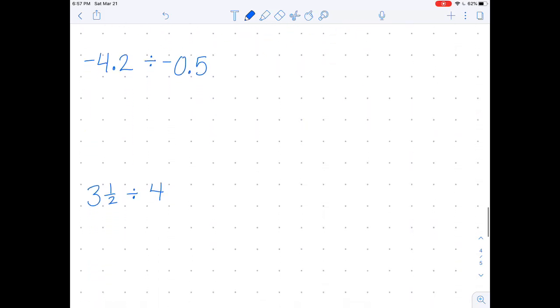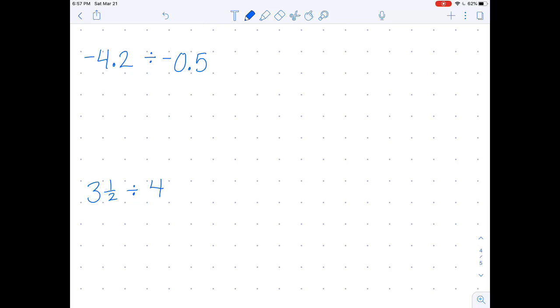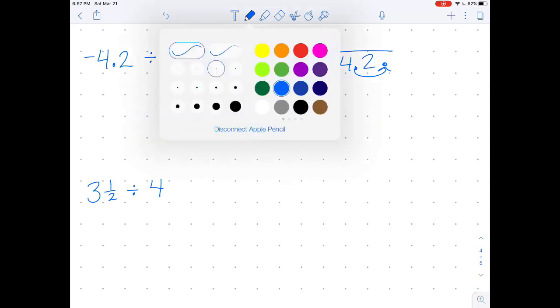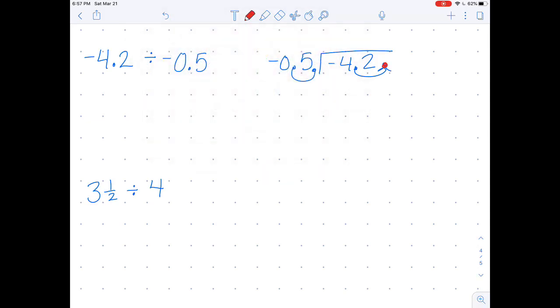Okay, let's look at a decimal here. We've got negative 4.2 divided by negative 0.5. So the first thing I have to do is move this decimal on the outside so that I don't have a decimal in my divisor. So now, since I moved it 1 here, I have to move it 1 on the inside. So now here is where my new decimal is, and I can put that right above in my answer.